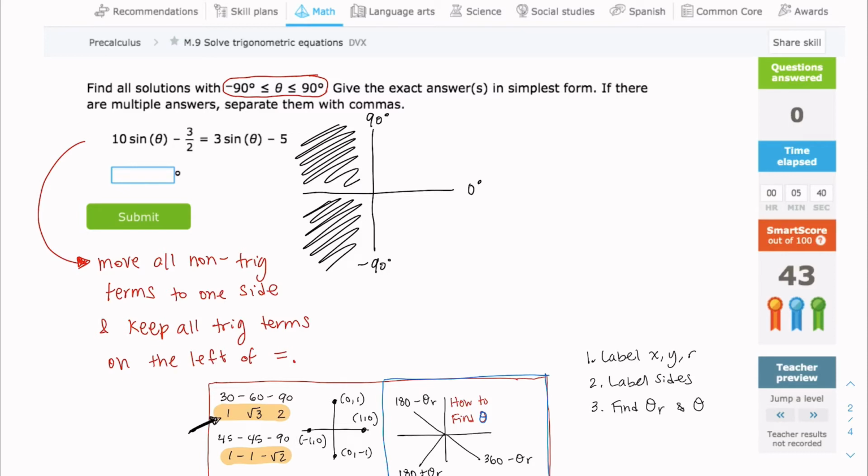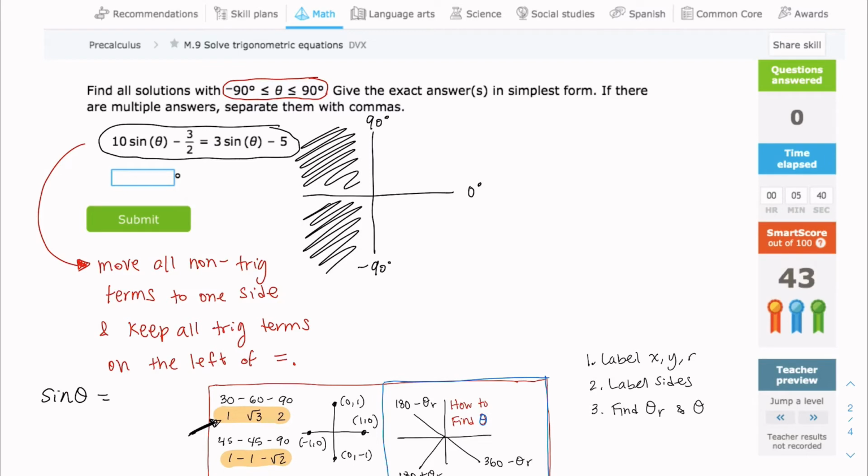Now notice our expression is pretty complicated, and that's okay. We'll just do the same thing as before. We need to get sine all by itself like this. The only way to do that is to move all our non-trig terms to one side and then keep our trig terms on the other side. Here's what I mean. 3 over 2 is a non-trig term. It doesn't have a sine, a cosine, or anything. So it's going to move to the other side. It will join this 5, another non-trig term. However, anything that has some trigonometric expression, in this case here, 3 sine theta and 10 sine theta, we're going to keep on the left side.